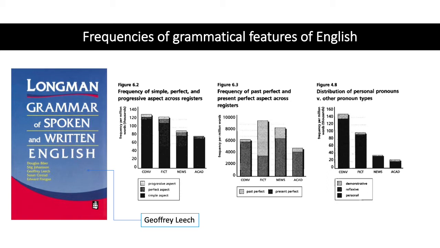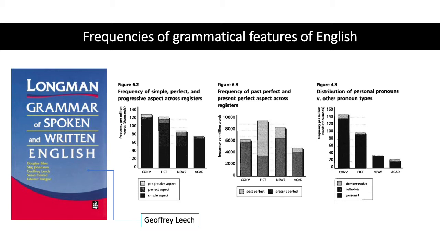Figure 6.2 here tells us that the simple present is far more widely used in all 4 registers than the progressive or perfect aspect. Figure 6.3 compares the present and the past perfect, where we can see, for example, that the past perfect is used a great deal in fiction and hardly at all, relatively speaking, in conversation. Figure 4.8 shows that the personal pronouns are used far more than demonstrative or reflexive pronouns, and they are all far more used in conversation than in written registers.